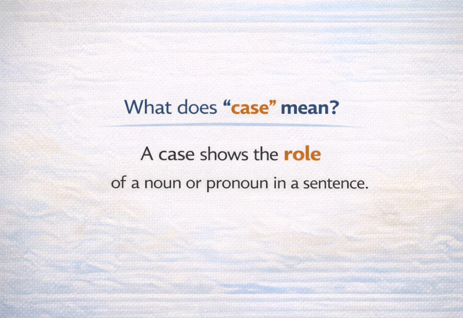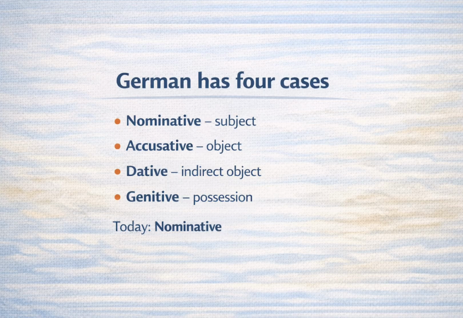In German, a case tells us the job of a noun or a pronoun in a sentence. It shows whether the noun or pronoun is doing the action or receiving the action. There are 4 cases in German: nominative, accusative, dative and genitive, which are called Nominativ, Akkusativ, Dativ and Genitiv in German. Each case has a different rule. In this video, we are not learning all of them. We'll focus only on the nominative case.